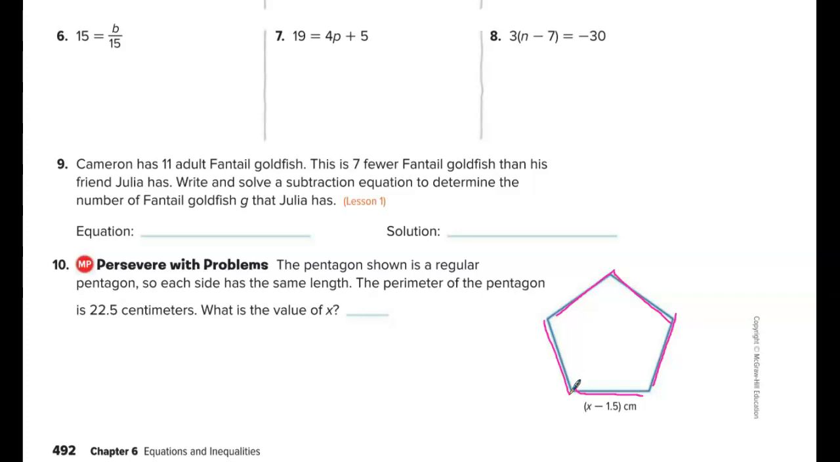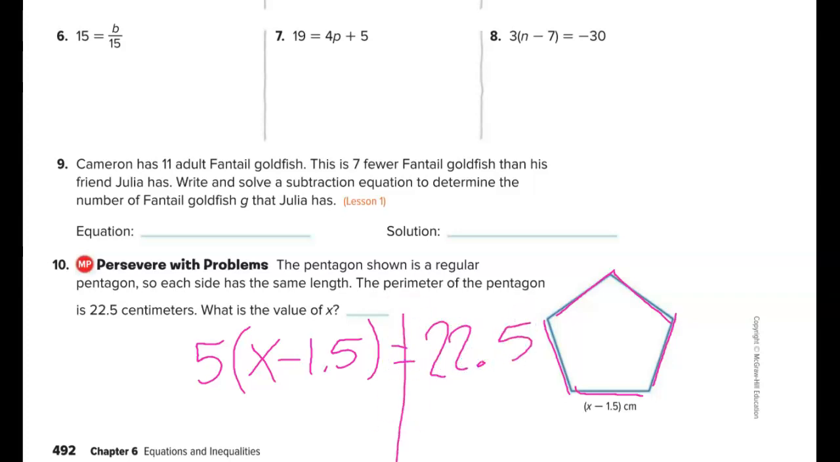So, if I have one side that is x minus 1.5, how many sides on a pentagon do I have? 5. So I essentially have 5 groups of that, right? And that gives me my perimeter, which is 22.5 centimeters. Good. So the first thing to solve would be to do what, Joe?